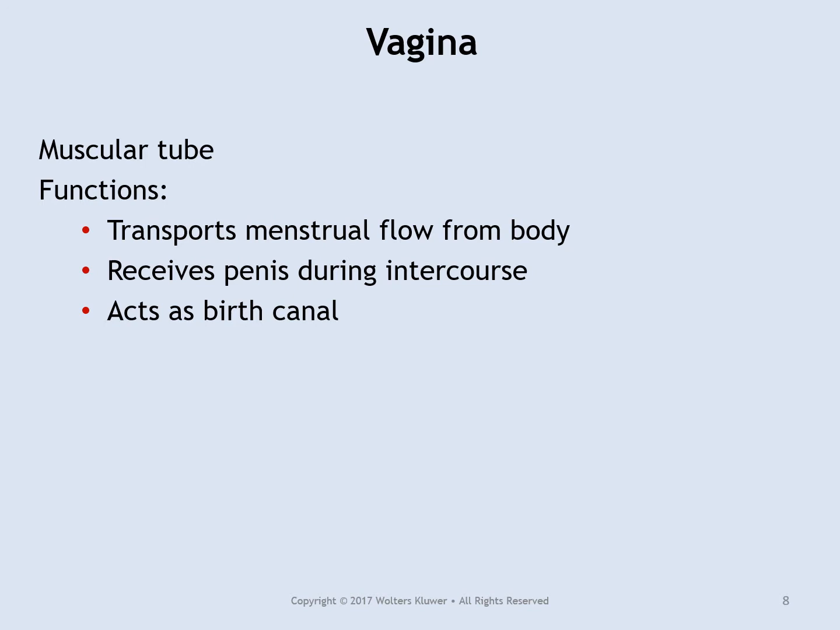The vagina is where the menstrual flow is transported during menses. It is where the penis is received during intercourse, and is also the birth canal at birth.